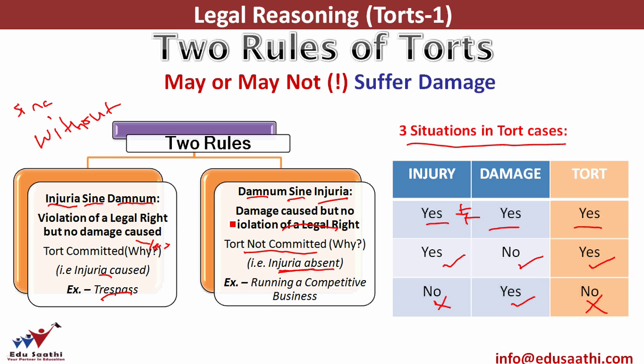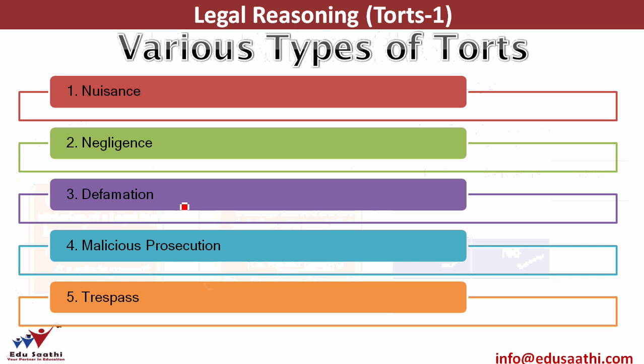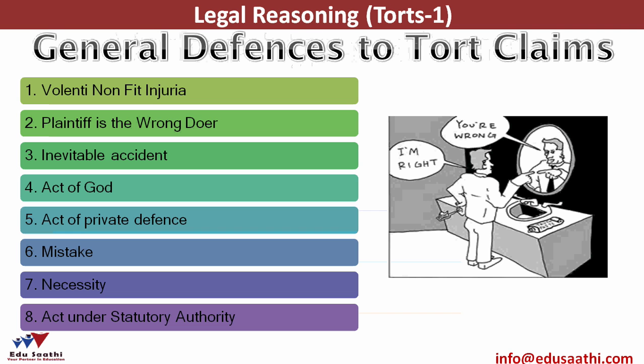So these are the 2 rules through which you can understand whether there is a tort or not, whether the injury has been inflicted or not. There are various types of torts. We will discuss them one by one, like nuisance, negligence, defamation, malicious prosecution and trespass. There are a few other torts which we will be discussing in next slides.